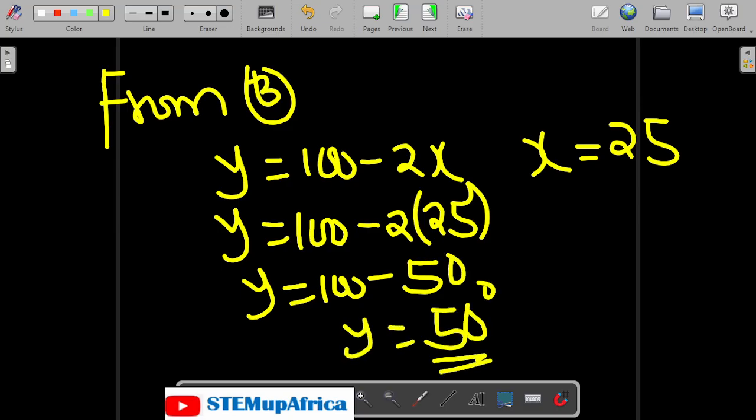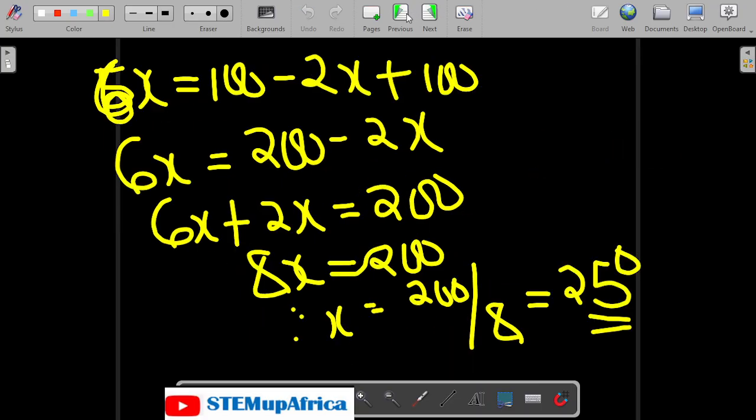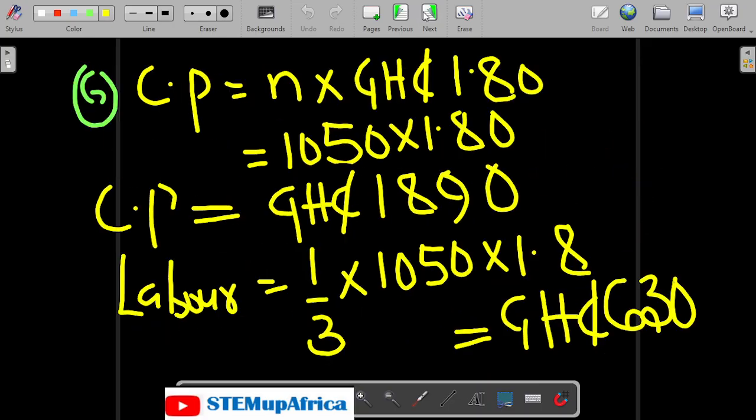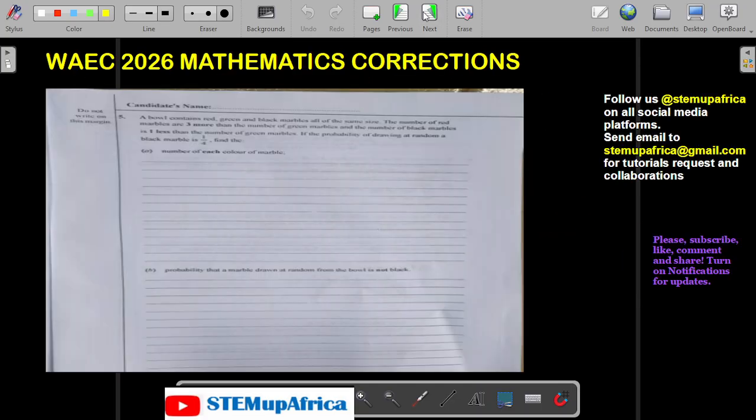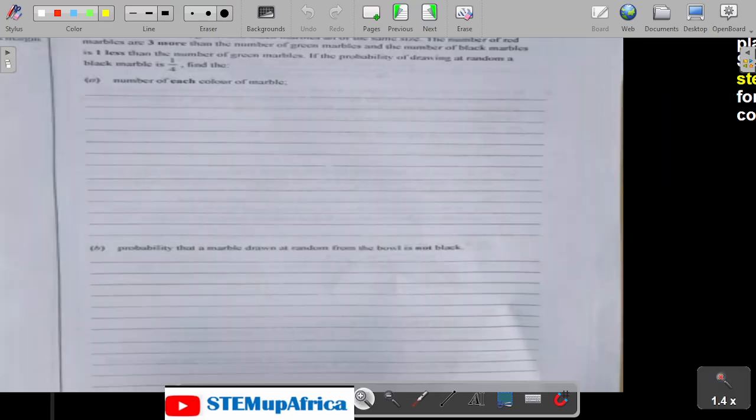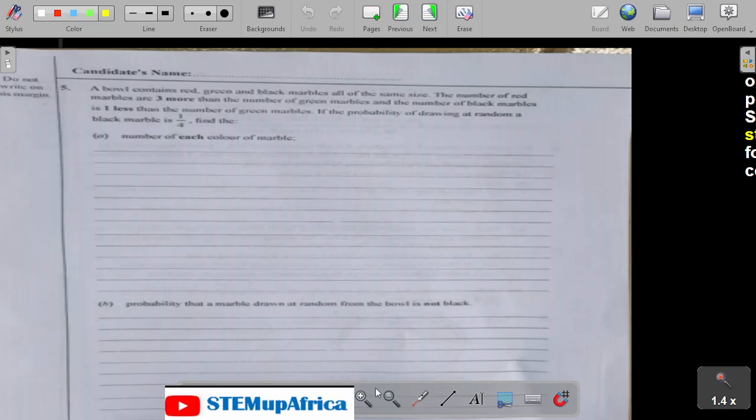So if you got 25 and 50 degrees respectively in question 4, that means you know what you are doing, and you must have a good score in your exams. So let's go to question 5. So we're going to solve for question 1 to 5 for today. In our next class, we solve from 6 to 13, including the construction question. So let's see question 5 now.